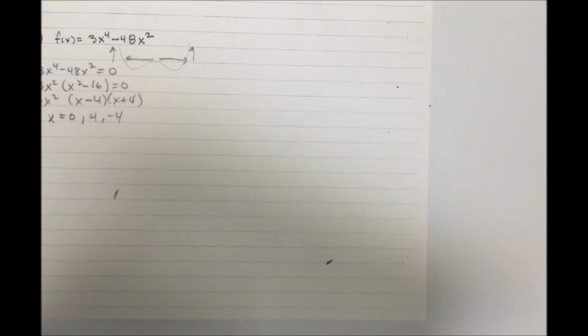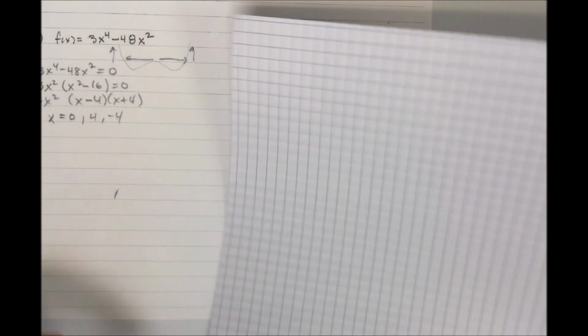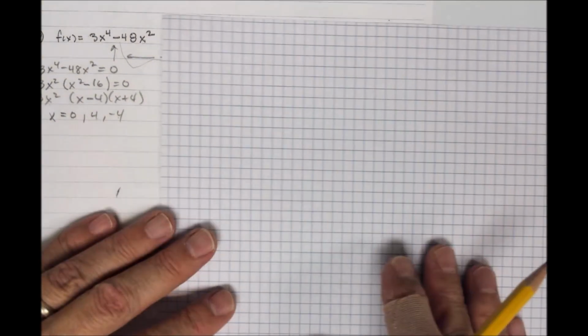All right, let's see. I have at least one more sheet of graph paper. Oh, I do. Saved by the bell. One more sheet of graph paper here. Let's bring this over.